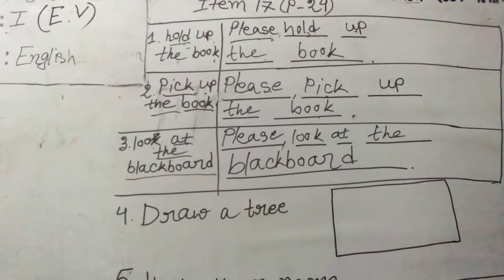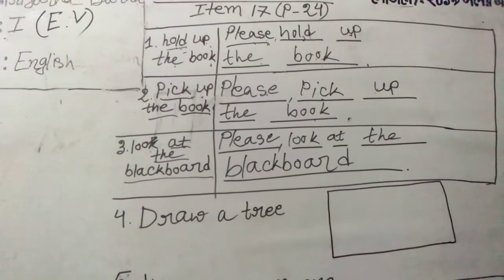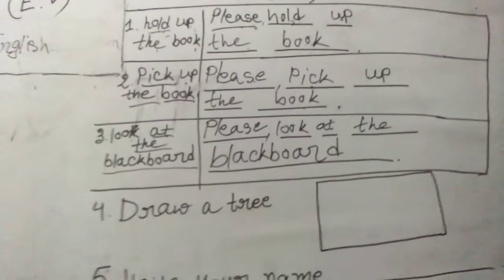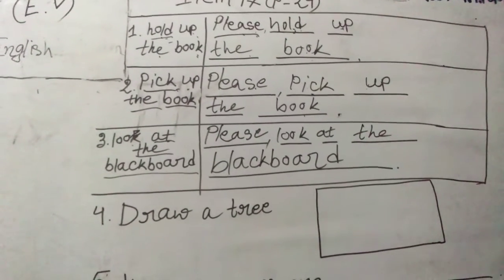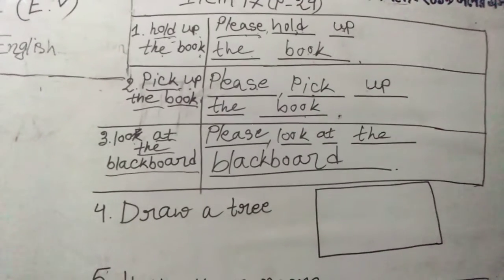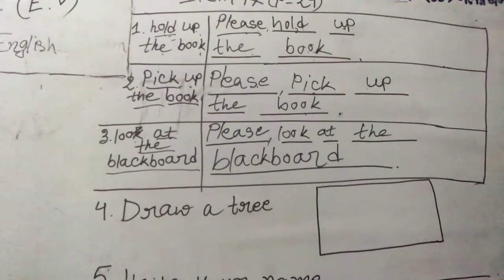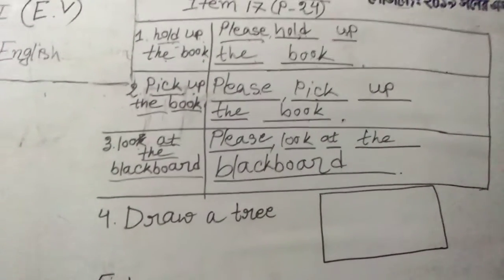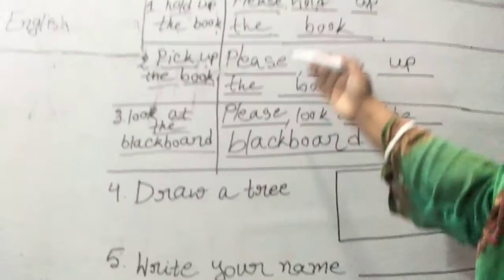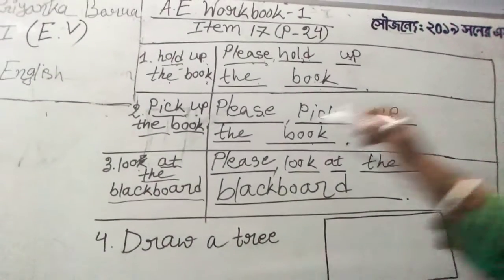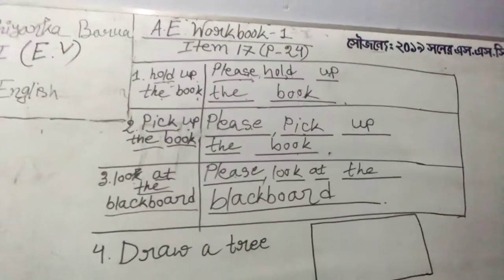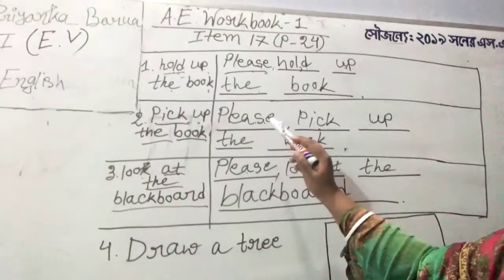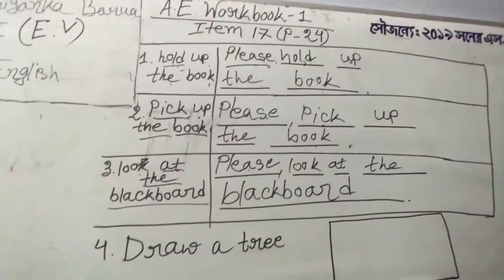Number 2 is pick up the book. So the answer will be please pick up the book. Number 3 is given as look at the blackboard, and the answer will be please look at the blackboard. In all three sentences, you will write please, please, please. That means the sentences will start with please. We can't ignore the please here, okay?